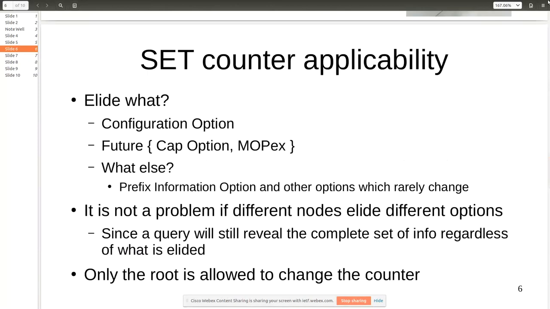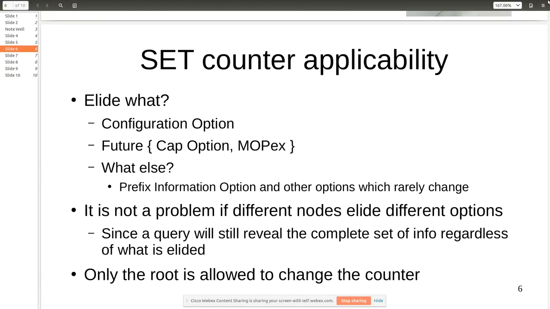Okay, so we have already discussed the applicability of the set counter currently. We are thinking of eliding in the future. We might elide the capability option, the MOPEX, and it is possible that in the future we might elide other static configuration information such as the prefix information option.